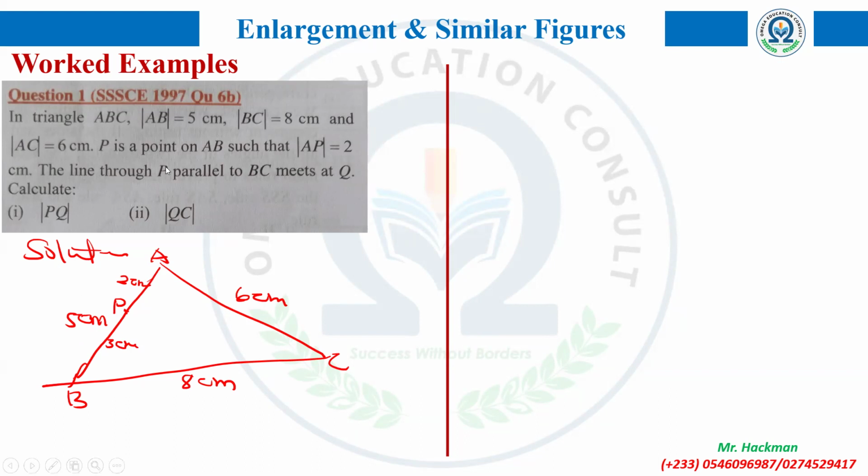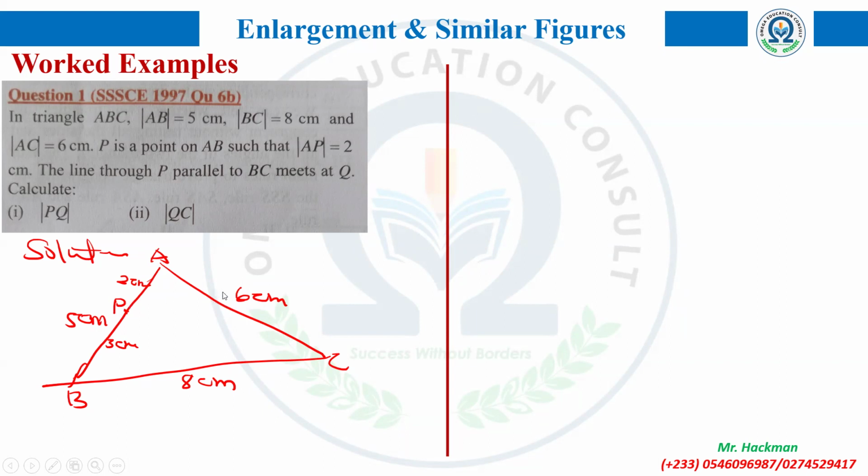The line through P, parallel to BC. So this is your BC. I want a line through P, parallel to BC. So the line will be of this nature. Is that clear? It cannot be this. You get the point, because it should be of this nature.